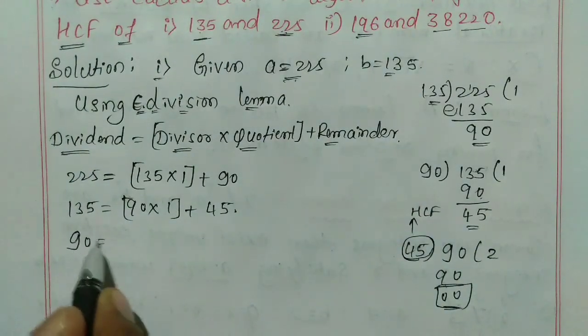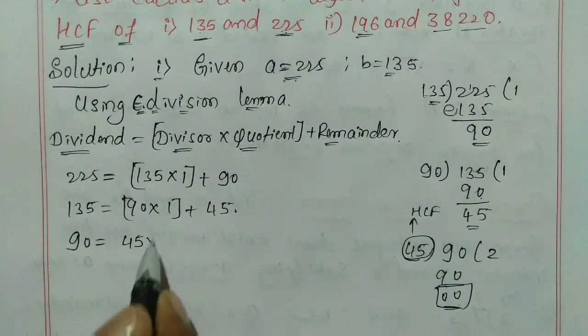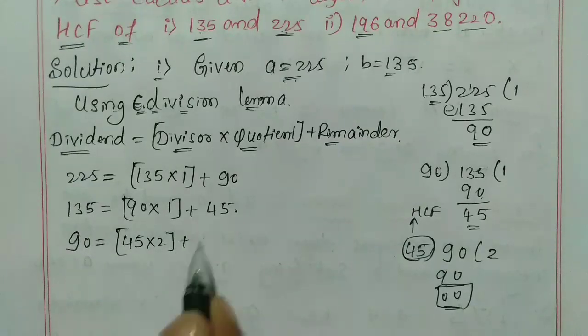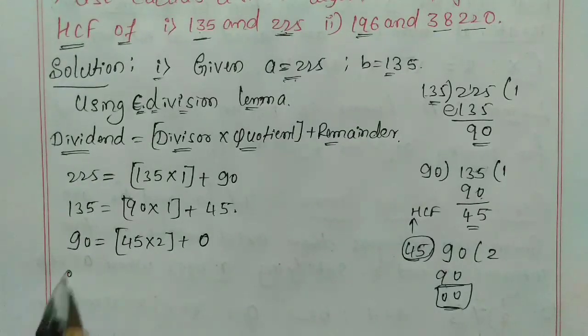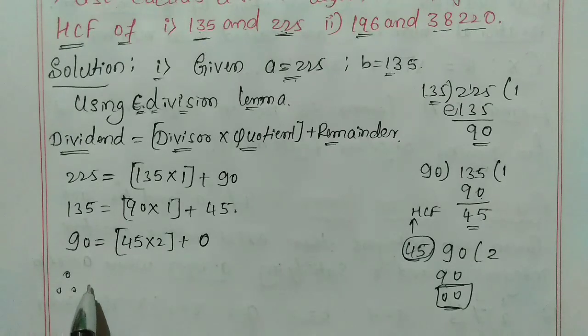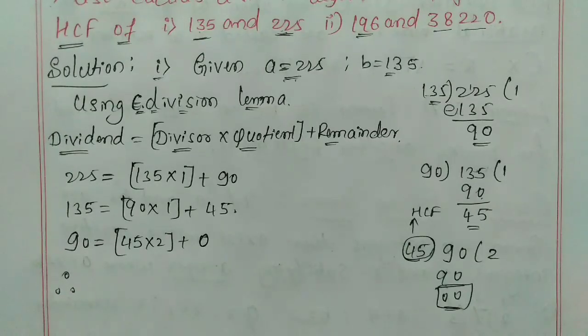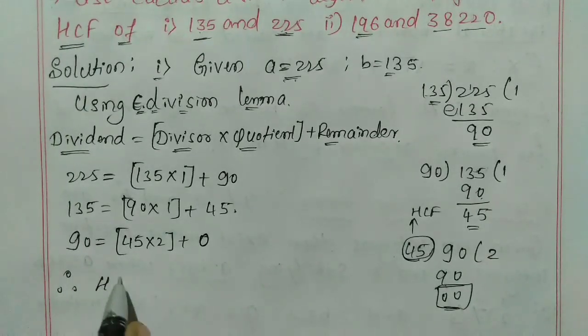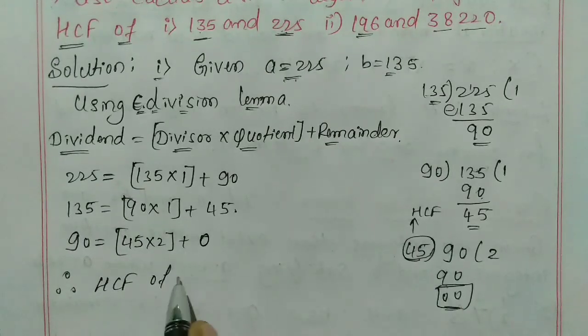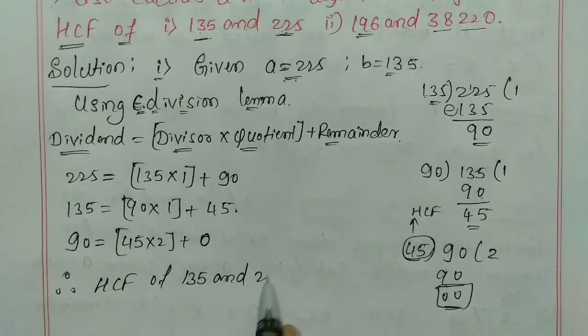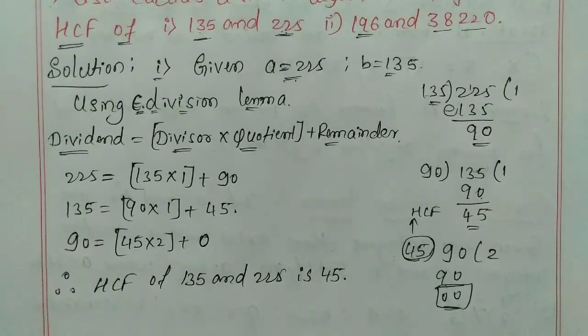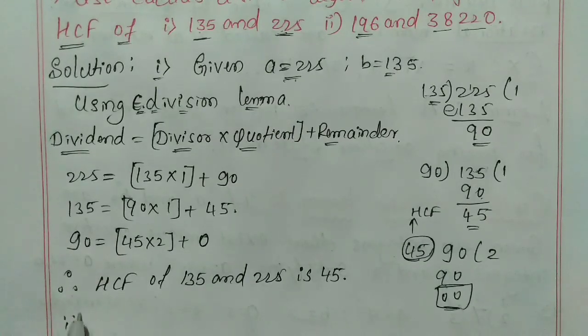Okay, so you can write here 90 is equal to 45 into 2, plus remainder is 0. Therefore, you can write HCF of 135 and 225 is 45. Okay, so similarly you can solve the second one.